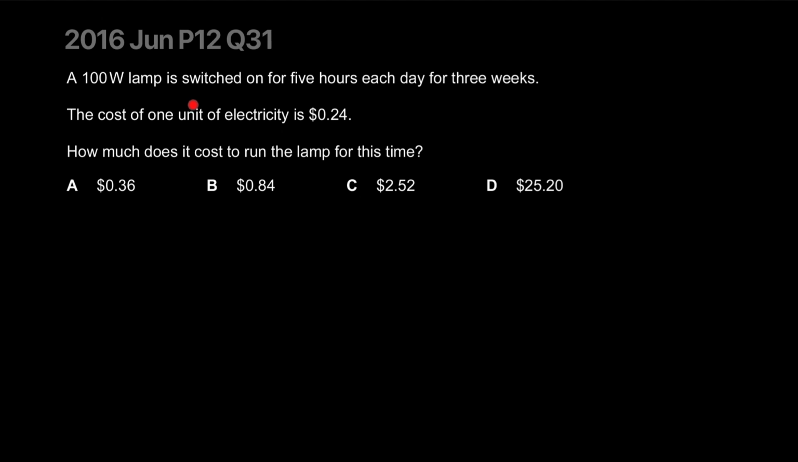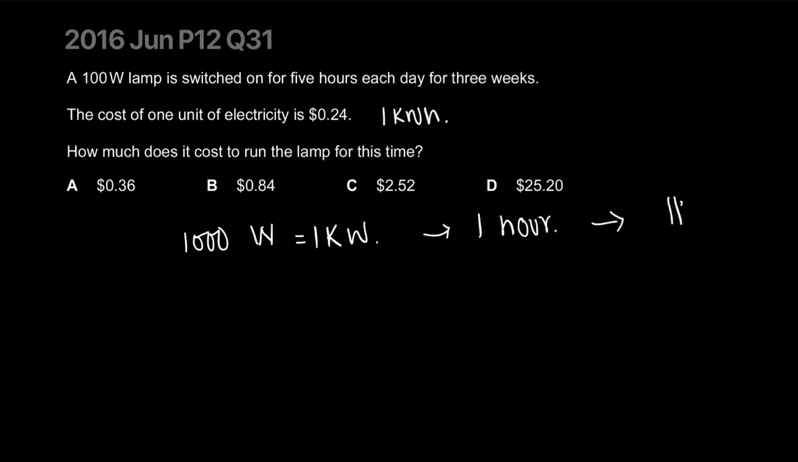All right, a 100-watt lamp is switched on for 5 hours each day for 3 weeks. The cost of one unit of electricity is $0.24. So one unit is 1 kilowatt hour. That means if you had something with a rating of 1,000 watts, and it would be on for an hour, the bill would be that much. So let's say you had a hair dryer which consumed 1 kilowatt of electricity, and you let it run for 1 hour, it'll charge you $0.24. That's what a kilowatt hour is.